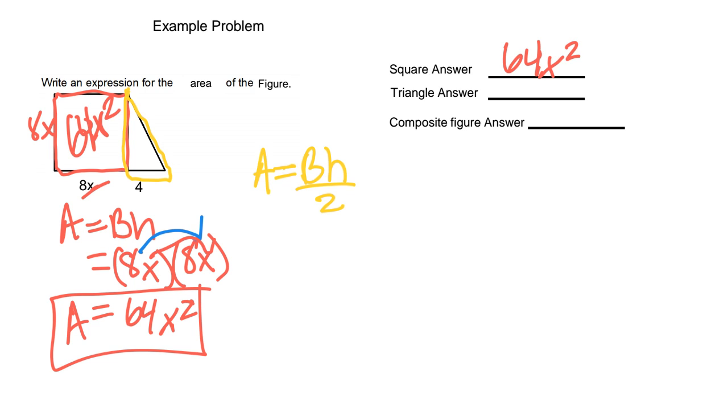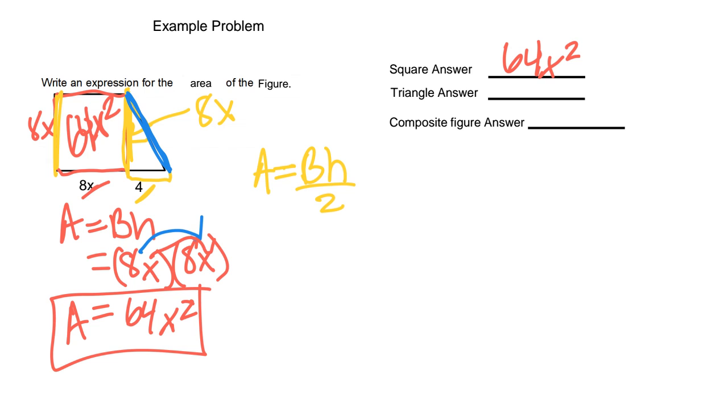All right, let's get started on the triangle part. On the triangle, I need to know the base and the height. So I see the base is 4. I also need the height of the triangle. Well, if I know what this side length is, because of that side, that is going to be my height. So my height over here is going to be 8x. Notice I did not take the height of the triangle from this side. That is not the correct height.